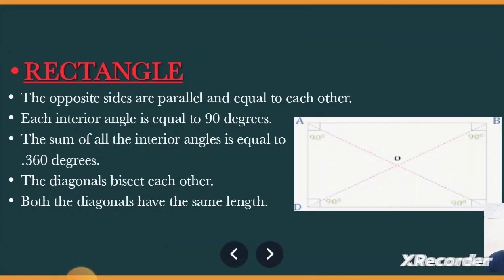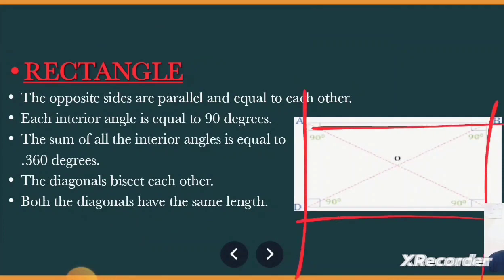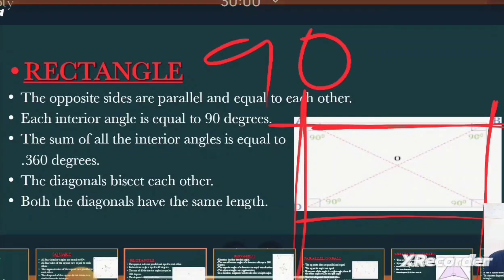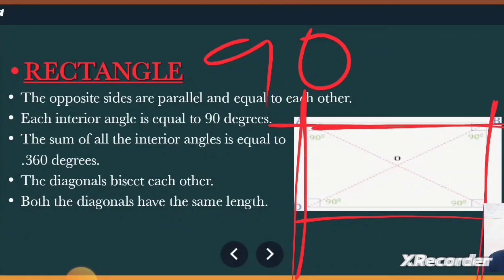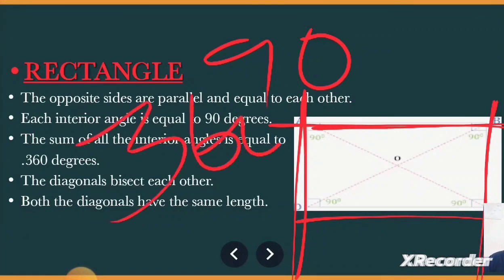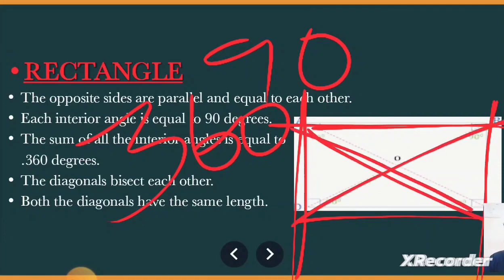Next, move to rectangle. In a rectangle, all sides are not equal, but opposite sides are equal, and opposite sides are parallel to each other. Each interior angle is 90 degrees, and the sum of the four interior angles is 360 degrees. The diagonals bisect each other and are equal to each other. They meet at a point O. And that's all about rectangle.